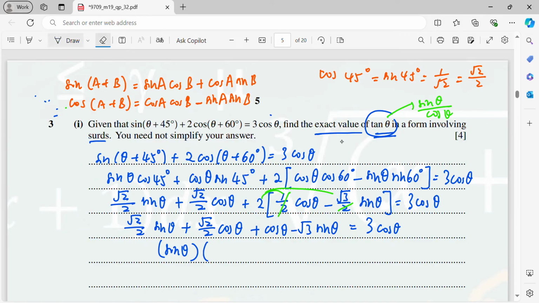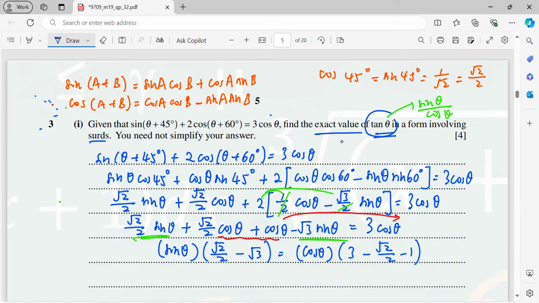So when you refer to the terms on the left hand side, this is sin theta, here is also sin theta, just group them together. And now here is going to be square root 2 over 2 minus square root 3. Now for the right hand side, okay, you will be getting extra 2 terms because you are moving these 2 terms to the left hand side. So I will be getting cos theta, initially was 3, then minus root 2 over 2, and the plus cos theta from the left side, when you move, it will be minus 1.